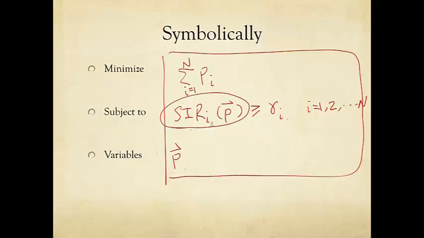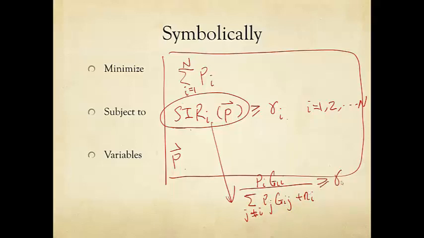If we write out the definition of SIR, then what we have is p_i G_ii over the summation across all j not equal to i, p_j G_ij plus n_i. And we want that to be greater than or equal to gamma i. If you look at this, you say, gee, this is a pretty complicated expression, right? I've got a numerator, I've got a denominator, and sums in the denominator. But actually, it is an easy problem in disguise.